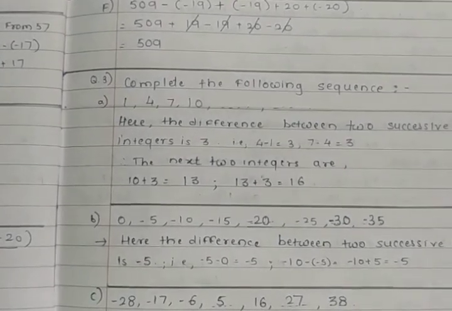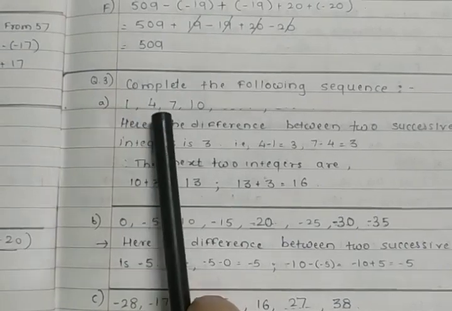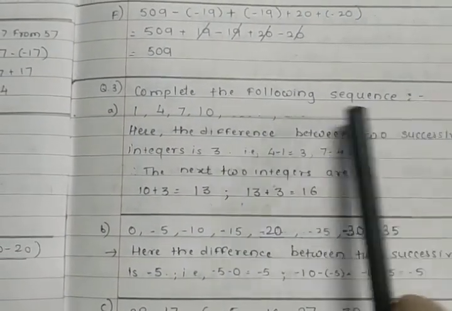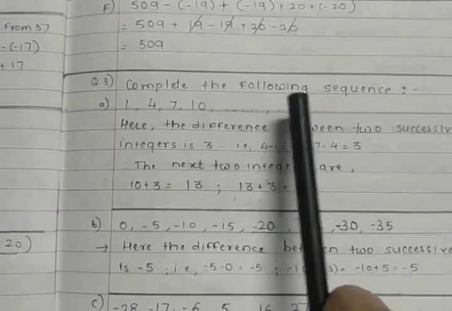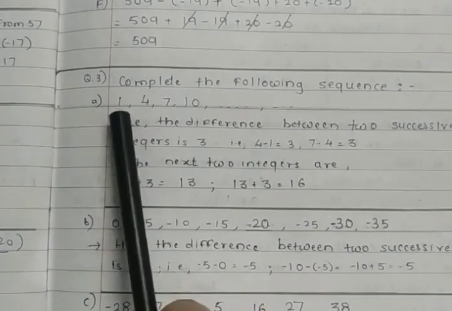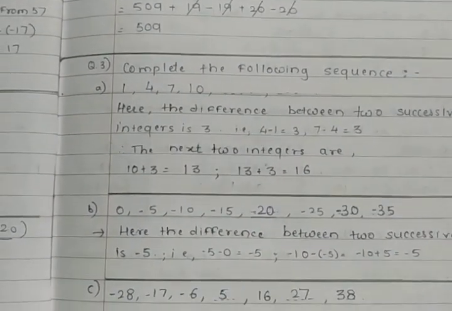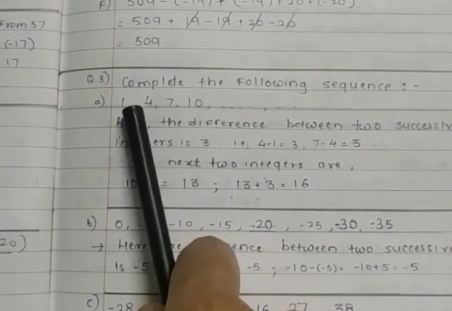Now we'll see the next question. Complete the following sequence. The first sequence is 1, 4, 7, 10, and it goes on. They said to find out the next two terms or numbers. So what we'll do is find the difference between two successive numbers or integers. Here the difference between two successive integers is 3.